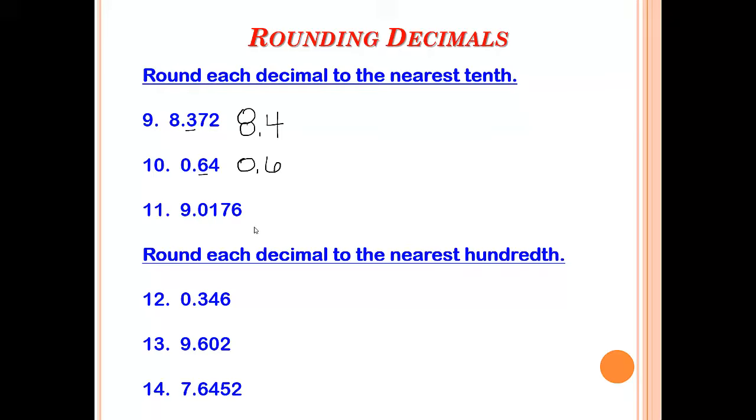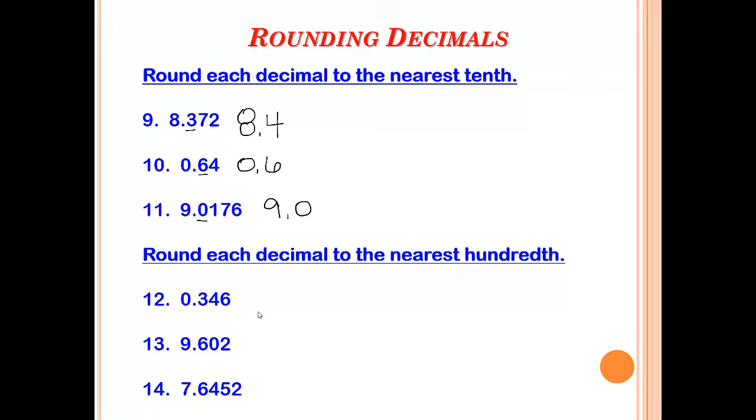And for number 11, we have 9.0176, or 9 and 176 ten thousandths. The 0 is in the tenths place. We look at the number right behind that, which is a 1, and that tells us that we would round this down, which means the 0 stays the same. So we would have 9.0. In this problem, we do need to include that 0. I know that 9.0 and 9 are the same thing, but since we are rounding, it is important to include that 0 because we want it in the tenths place.